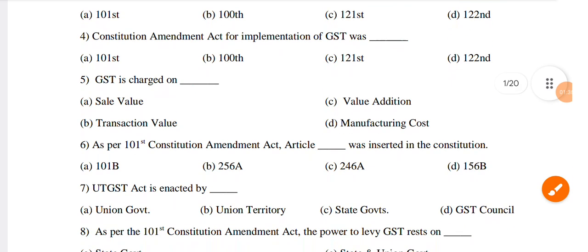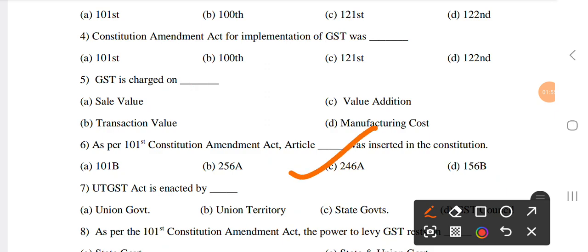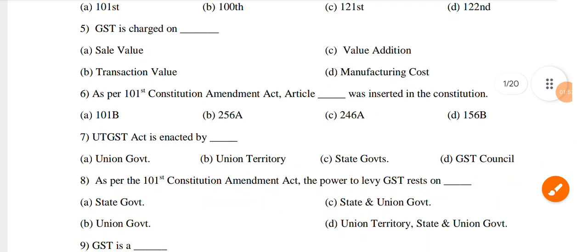Next question, as per 101 Constitution Amendment Act, Article dash was inserted in the Constitution. Option A 101, B 256A, C 246A, and D 156B. The correct option is C, 246A.